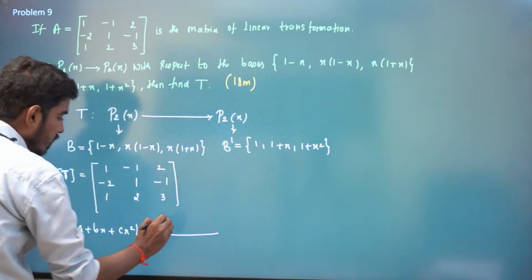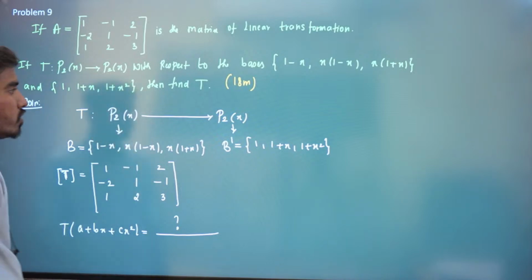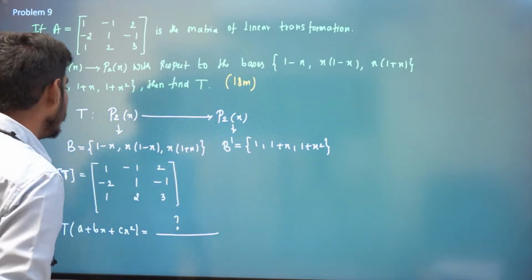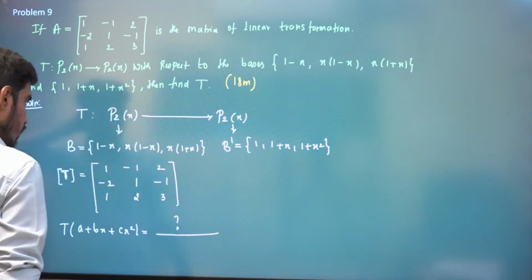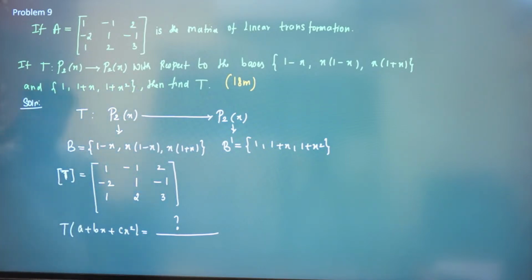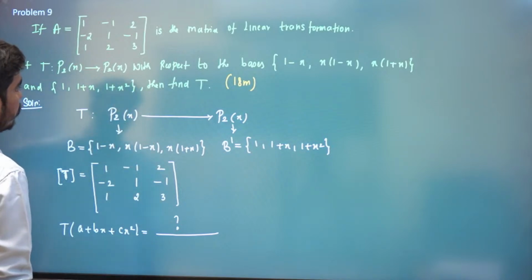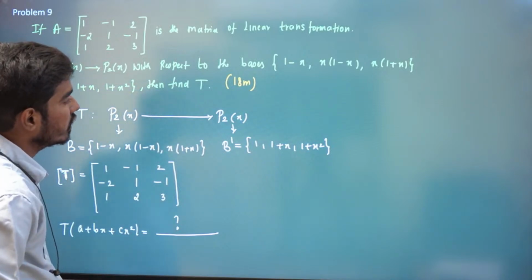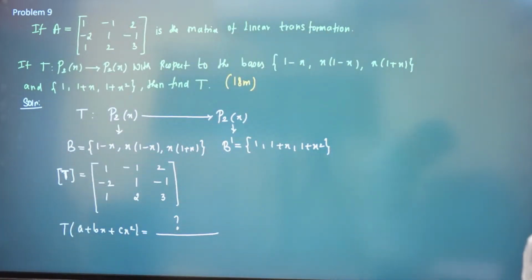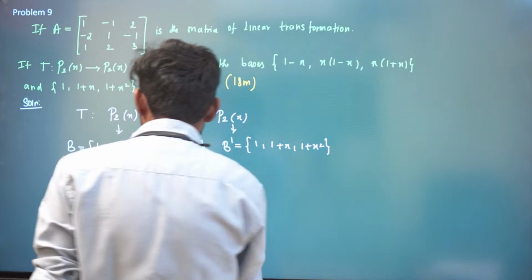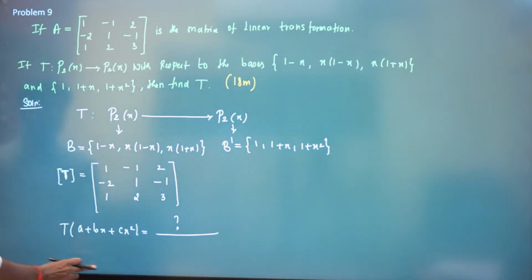So we will find a general map. We'll pass this question here. As of now, T is a map from 1 minus x, x into 1 minus x, x into 1 plus x. Okay, so we'll do this problem now. As of now, we'll find the linear map. First, we will see where this T of 1 minus x maps.